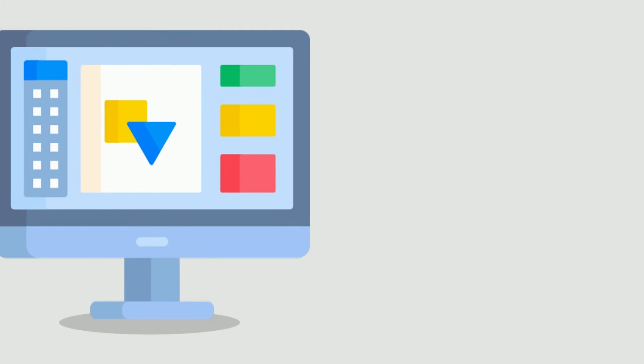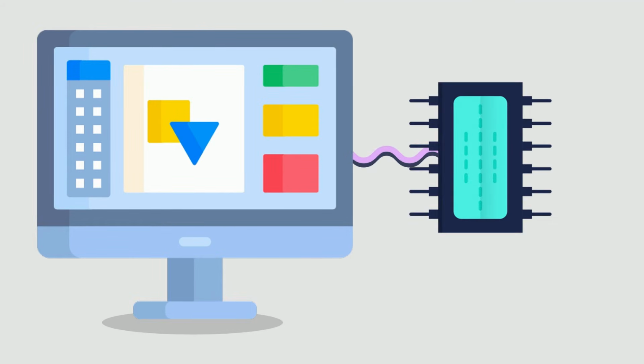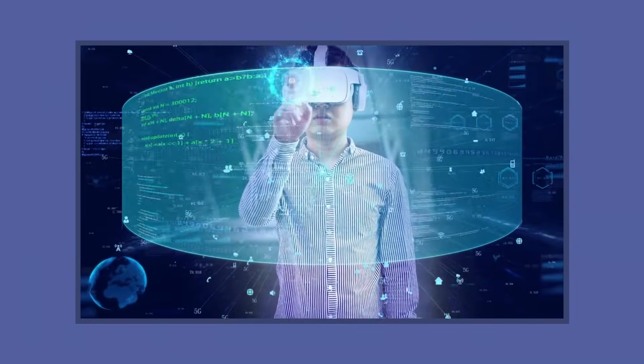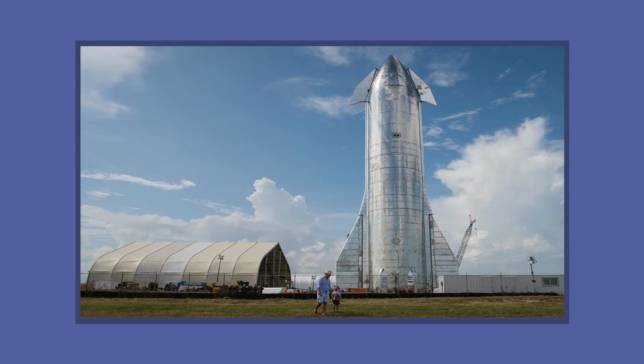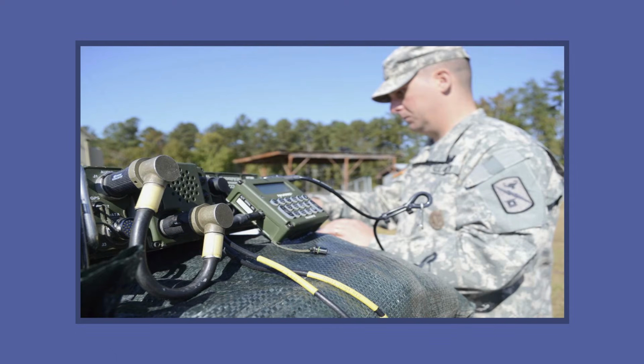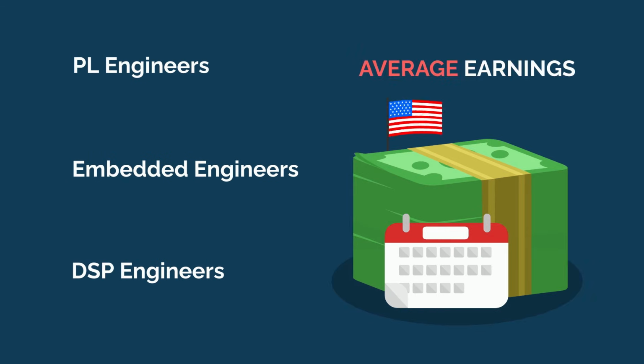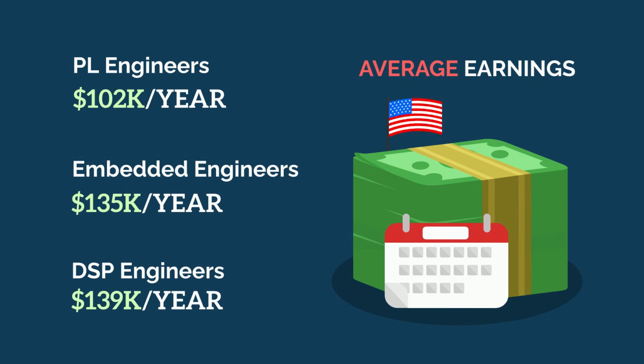In one form or another, all of these engineers develop programs that react to and/or control electrical components. This could be updating the view in the Apple AR headset as someone looks around the room, positioning thrusters as SpaceX attempts to land their latest Starship, or simply flipping a few switches from signal receiving to transmitting on a tactical radio. PL, embedded, and DSP engineers make an average of $132,000, $135,000, and $139,000 in the US.